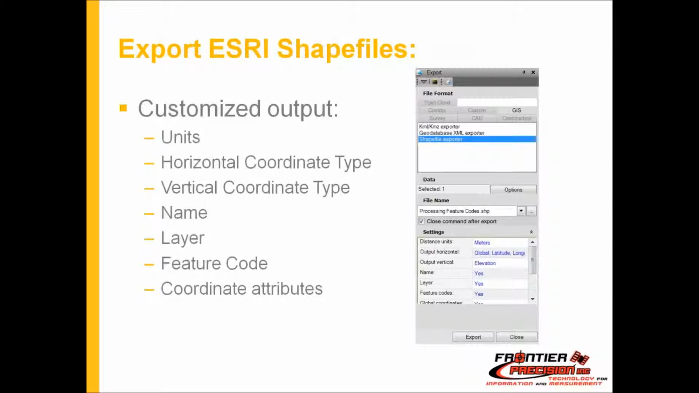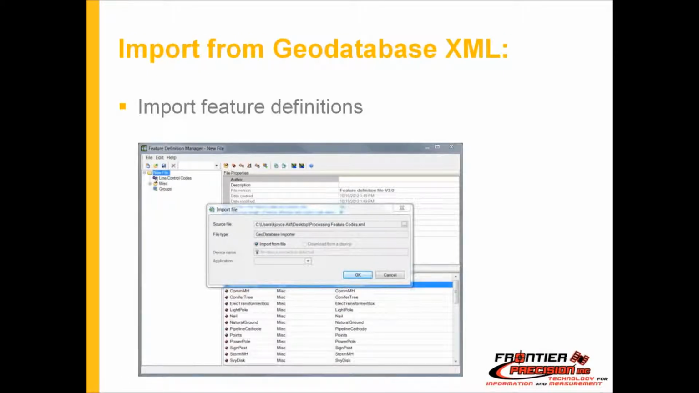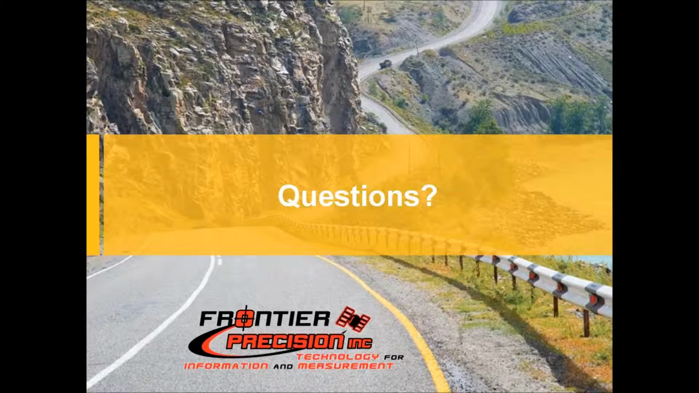Some extra enhancements to exporting out ESRI shapefiles. You have some more settings down here on the bottom you can see as far as unit settings, horizontal and vertical coordinate types, names, layers, feature codes, and also coordinate attributes, as well as importing of Geodatabase XML files. This is similar to the AutoCAD bringing in the symbols and line styles and colors. Now if you have a Geodatabase XML feature file from, I believe, ESRI software, you can now import that in and create a feature code library for the survey grade equipment right out of that file.